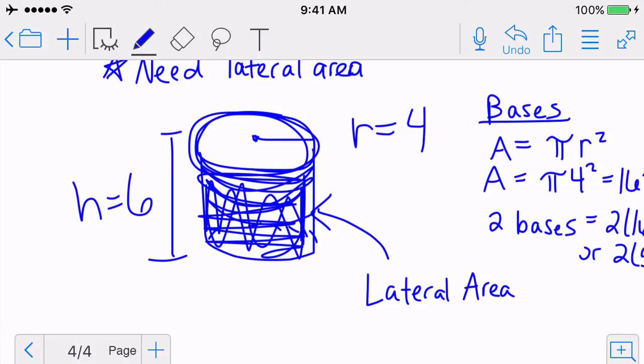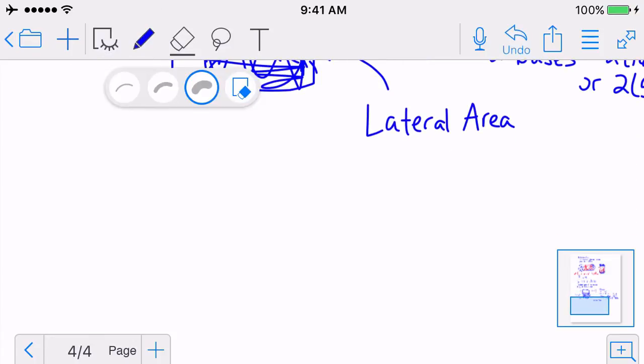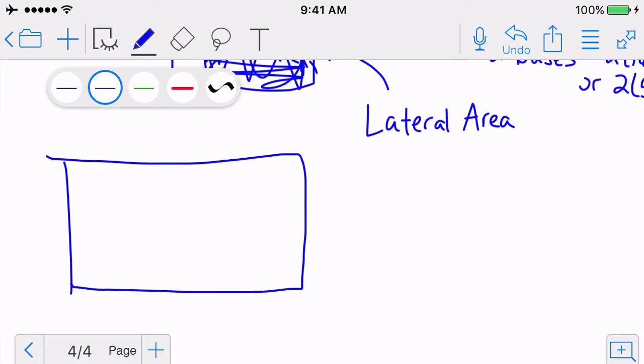So let's think about this for a second. If you imagine a can of soup or like a bottle or something with a label going around it, if you peeled that label off, what would it look like? It should look like a rectangle. So really our lateral area, if you imagine, is going to be like a rectangle. And you can think about it. If you have like a piece of paper and you roll it up, that would form a cylinder.